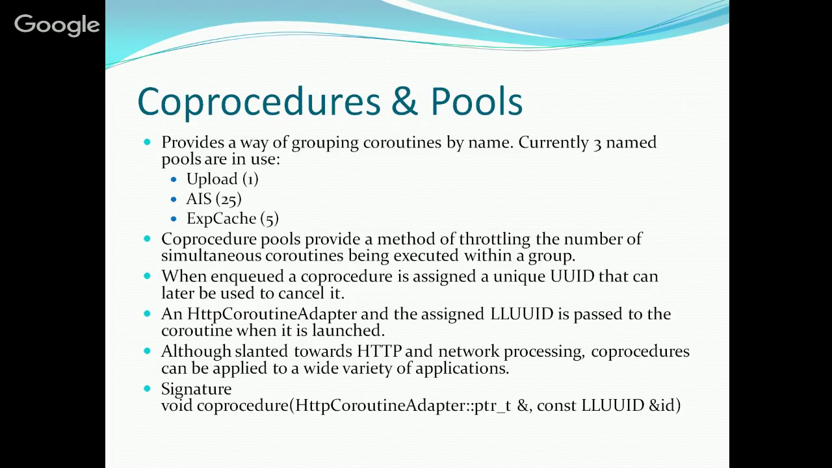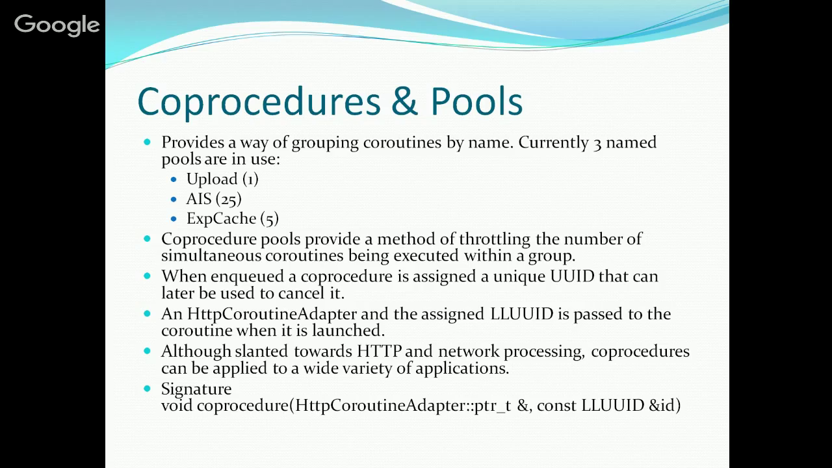Right now, there are 3 that are defined. There's upload, which contains exactly one coroutine in the pool. AIS has a much larger pool of 25, and Experience Cache has 5.